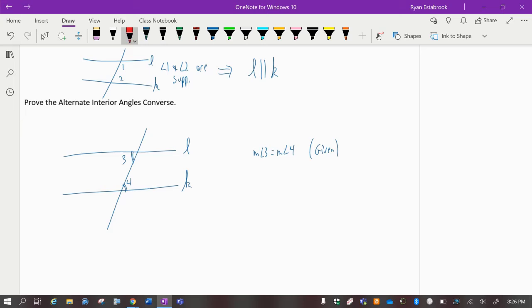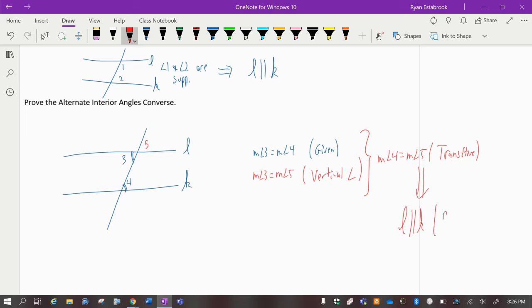Well, similar to the way that we proved the theorem, I can add another angle in here, maybe angle 5 right there. And now I know that the measure of angle 3 is equal to the measure of angle 5 because of the vertical angles. And with the transitive property, tying those statements together, we can now say that the measure of angle 4 is equal to the measure of angle 5. And since the measure of angle 4 equals the measure of angle 5, we can now say that L is parallel to K. And the reason for that is since corresponding angles are equal, it means the lines are parallel to each other. So there is my argument as to why the alternate interior angles converse works.